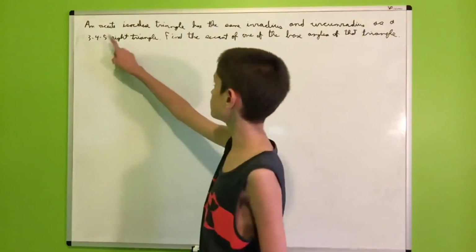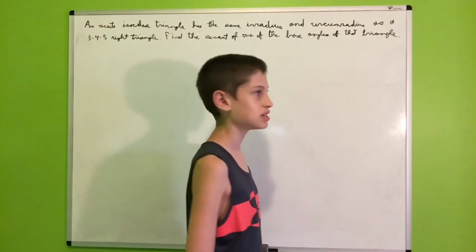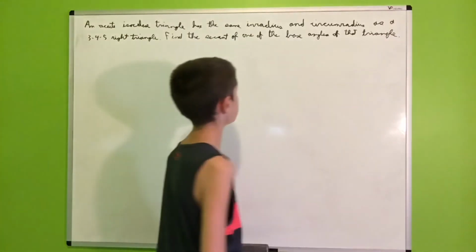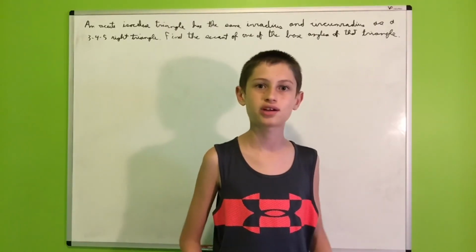We have an acute isosceles triangle which has the same inradius and circumradius as a 3, 4, 5 right triangle, and we want to find the secant of one of the base angles of that triangle.